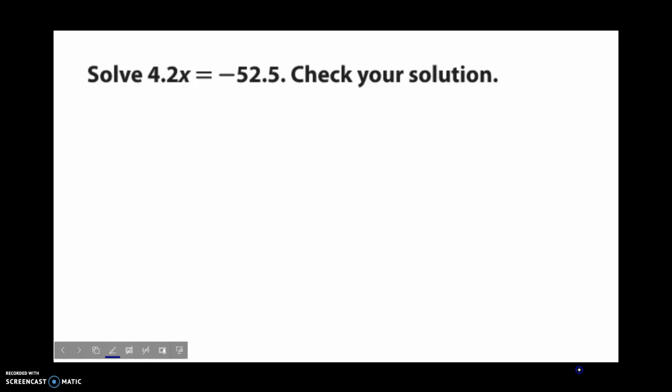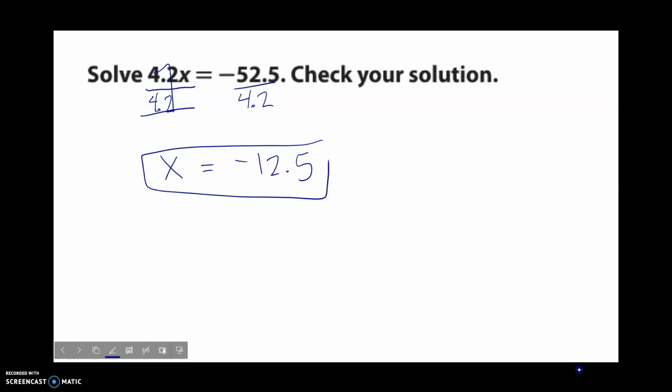We will also throw in decimals. 4.2x. That's the same as 4.2 times x. So to get rid of the multiplication, I'm going to divide by 4.2 on both sides. Because 4.2 divided by 4.2 is 1, which leaves me with just x on the left side of my equation. Then I do negative 52.5 divided by 4.2. I get negative 12.5.